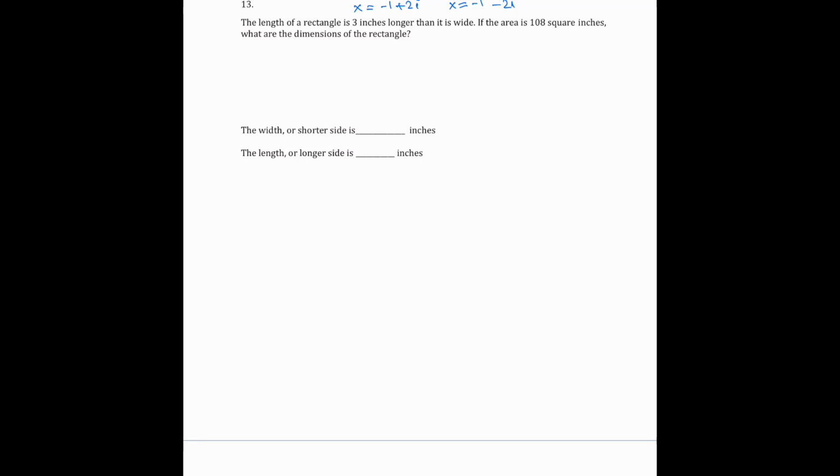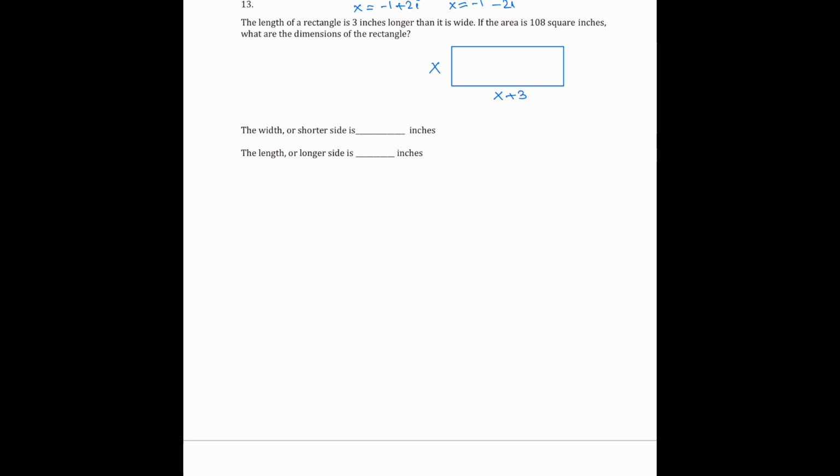Question number 13. The length of a rectangle is 3 inches longer than it is wide. If the area is 108 square inches, what are the dimensions of the rectangle? So here is a rectangle. And we know that the width is, I'm going to say it's X. And then the length is 3 inches more than the width, so X plus 3.